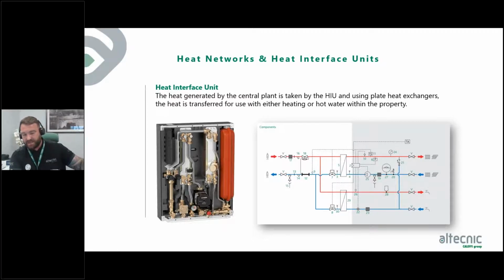So the district heating is the delivery of the hot water, and the HIU is where we use that energy for the distribution to the end user, or to the occupier of the property itself.